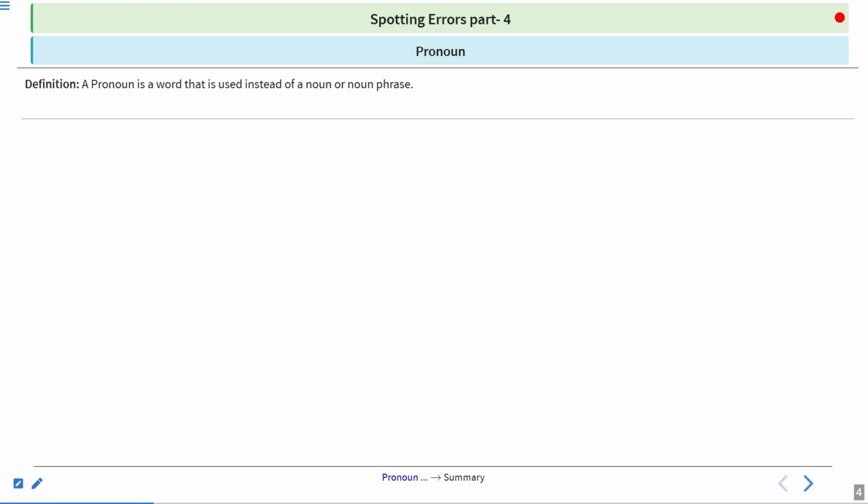Pronoun. First of all, go through the definition. A pronoun is a word that is used instead of a noun or noun phrase. So it replaces a noun. It comes in place of a noun. I hope you have understood.